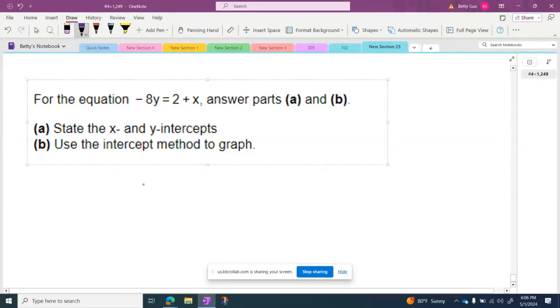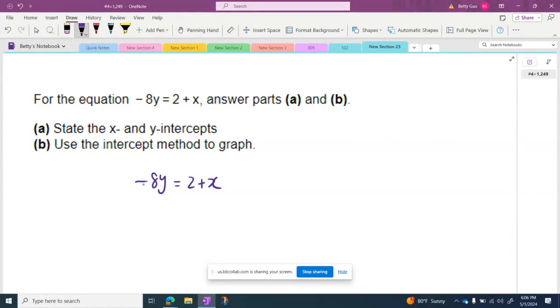So here we have negative 8y equals 2 plus x. To find the x-intercept, make y be 0. Make y be 0 means this term is going to disappear, right? Because negative 8 times 0 is going to be 0. And we have 0 equals 2 plus x. And this gives us x has to be negative 2.